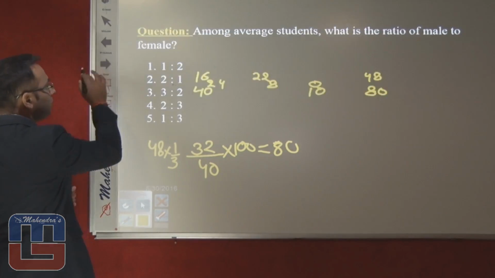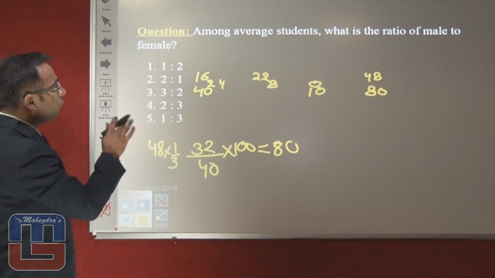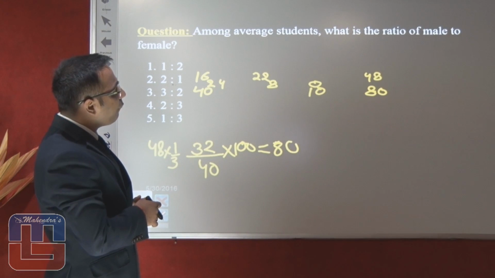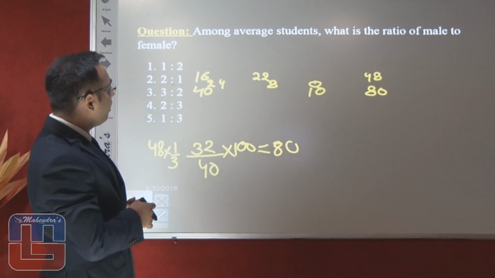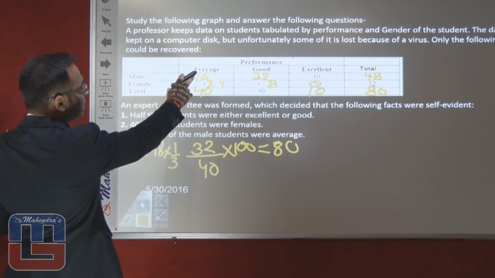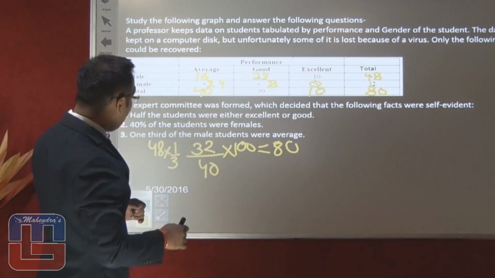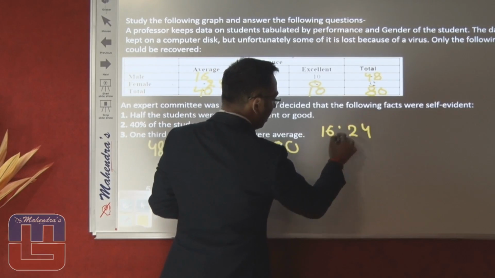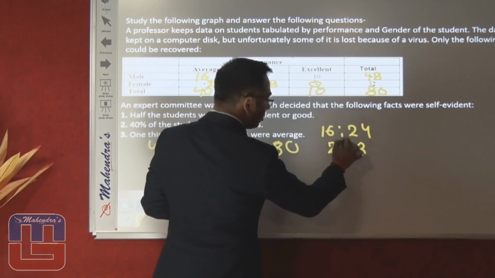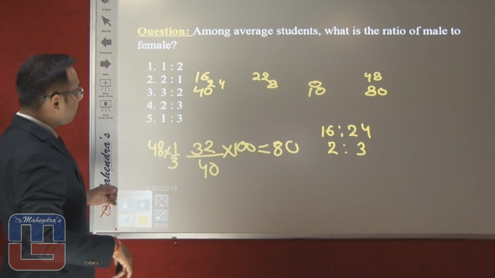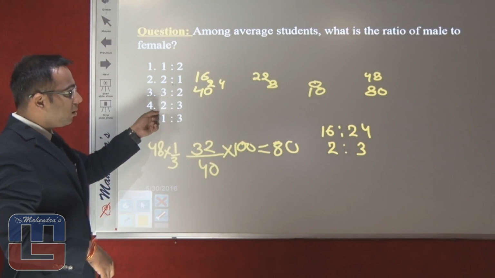Let us see the question. Among the average number of students, what is the ratio of male to female? The average is 16 and 24. Ratio between male and female, 16 to 24. Answer will be 2 to 3, option third.